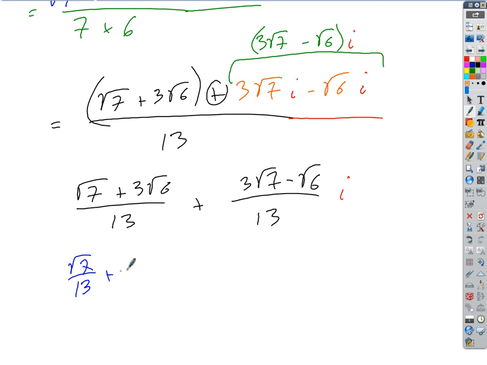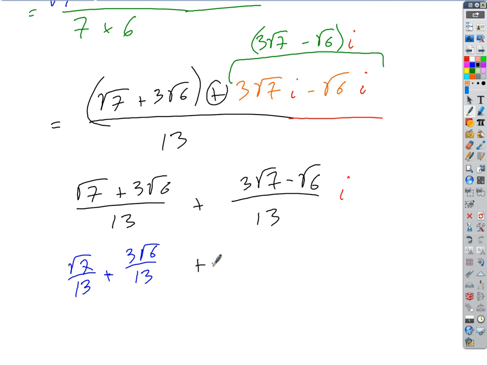Okay. In this case, we can't do anything with it, so splitting it up doesn't really accomplish anything, but it doesn't hurt anything either, right? So it might be a good idea in those situations just to always break it up into separate fractions. So there's my real part. What about over here?